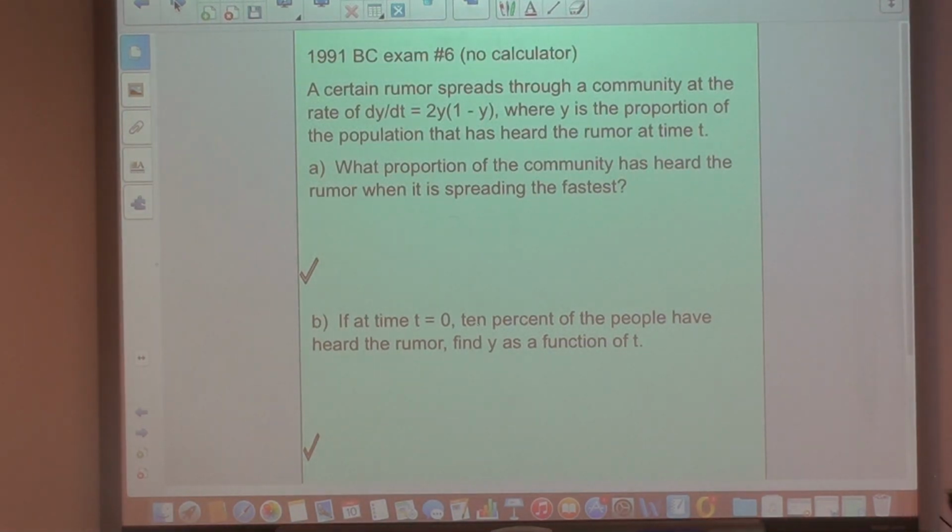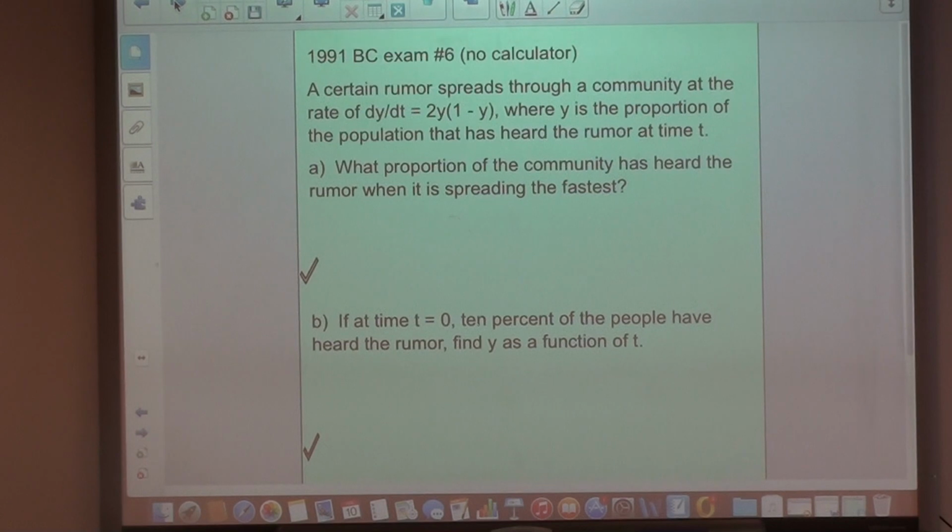No, you take the derivative of the derivative. And then feel free to talk to each other. As long as you're working on this.